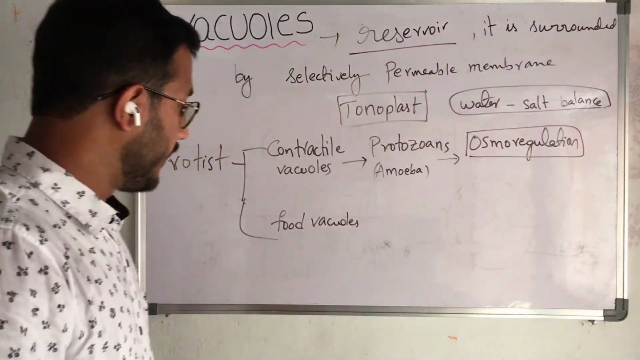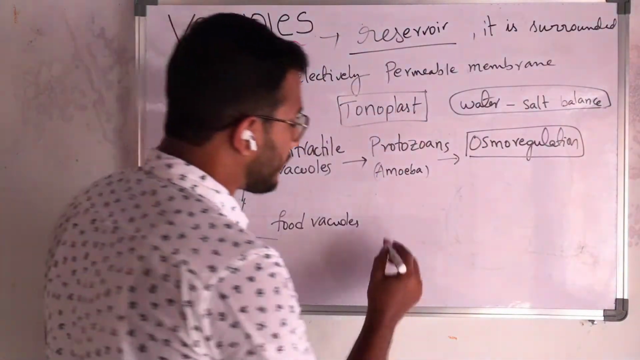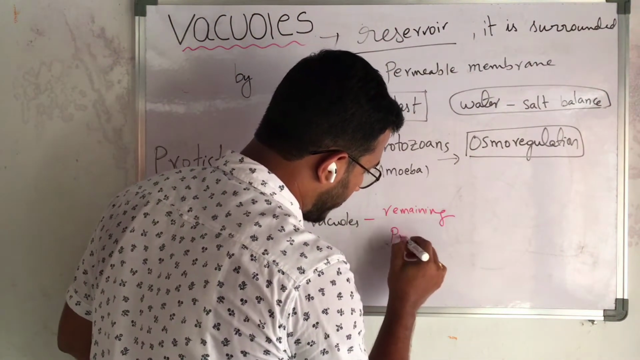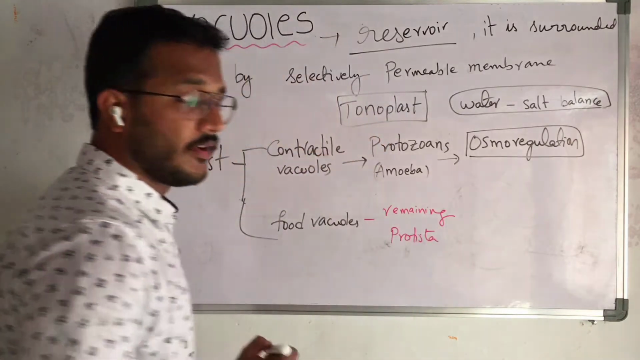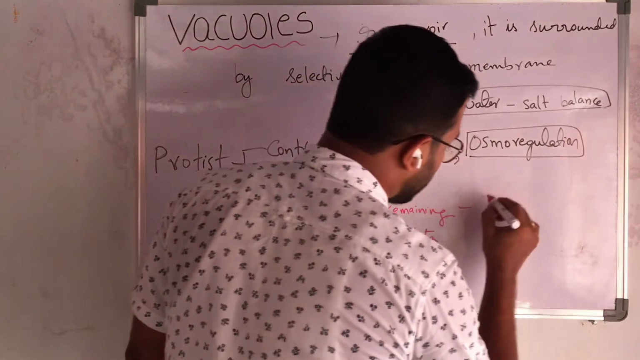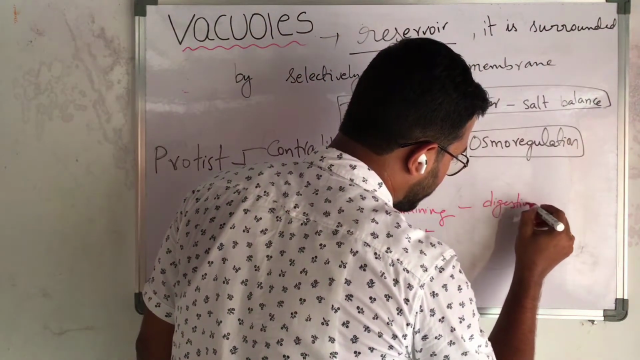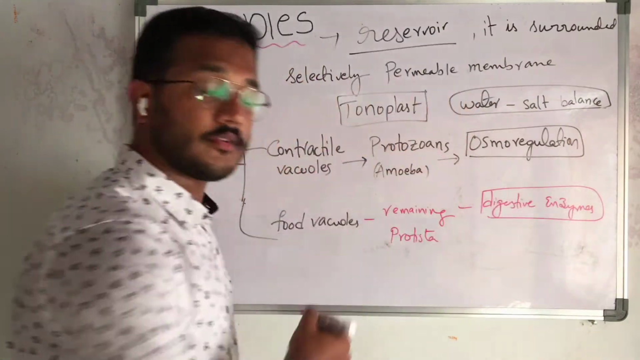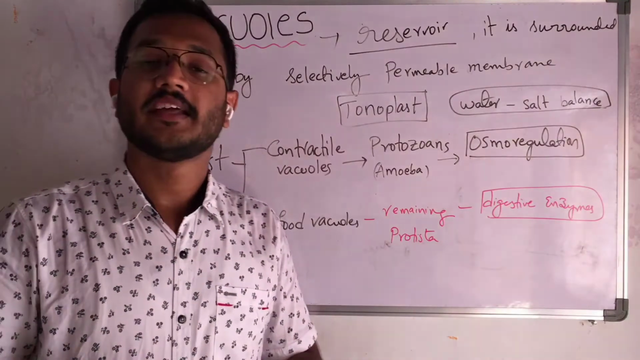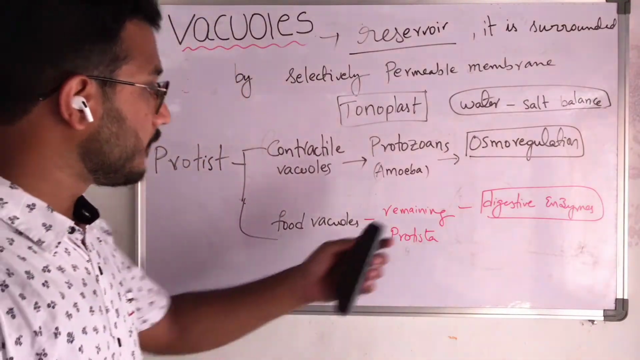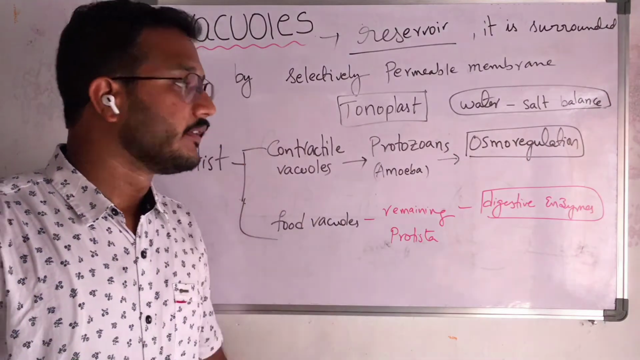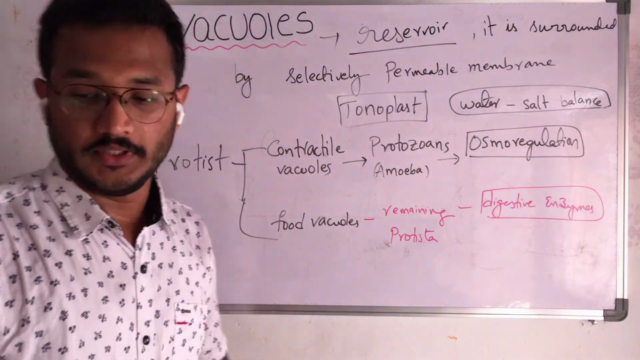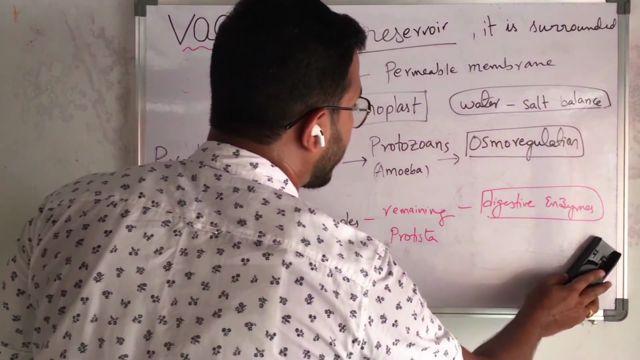And one more, food vacuoles. These food vacuoles are present in the remaining protista animals, and these food vacuoles contain digestive enzymes. You can understand the use of digestive enzymes. They will digest the food materials. So from this we can know that the food vacuoles are helpful in the digestion of food in the remaining protista. So these are some types of vacuoles.